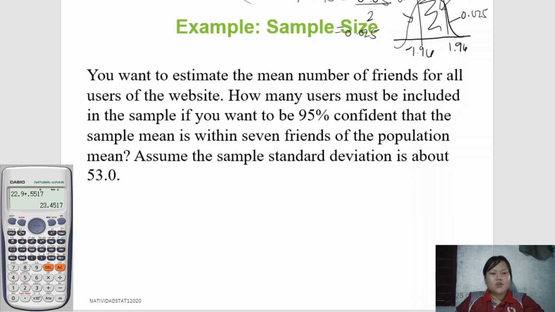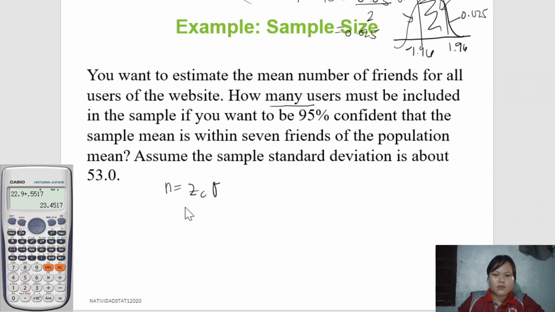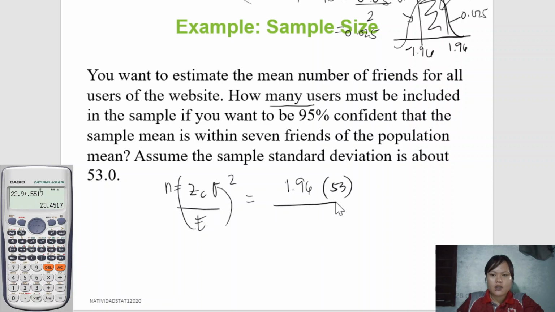Okay? So, since identified na natin kung ano ang value ng Z natin, pwede na natin compute si N. Okay? Which is what is being asked. How many users? So, N is equal to ZC. Okay, what's the formula? ZC multiplied by standard deviation over E squared. Okay, value of Z ay 1.96 times standard deviation of 53, over E, which is, what's the value of E? 7 friends, within 7 friends. So, 7.